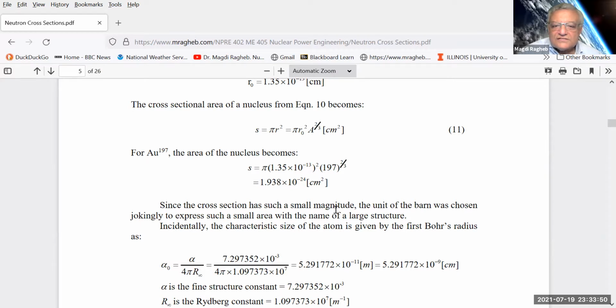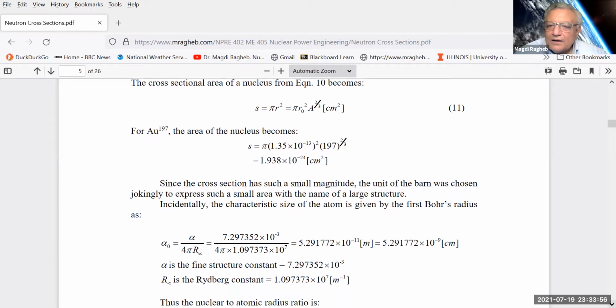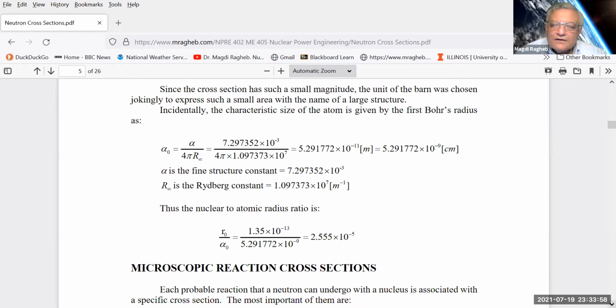And since the cross-section has such a small magnitude, we chose that unit of the barn as being the unit of the cross-sections of the nuclei in general. Incidentally, the characteristic size of an atom is given by what's called the first Bohr radius, that's designated as alpha sub 0. And in that case, it's 5 10 to minus 10 centimeter, where alpha here is what's called the fine structure constant. You may have seen that in your atomic physics classes. So in fact, the nuclear to atomic ratio is 2.5 10 to the minus 5.